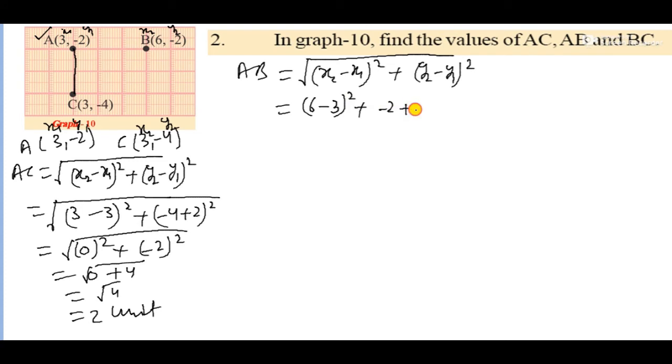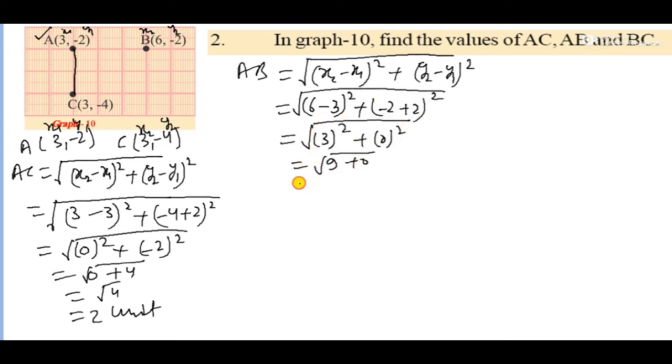So let us see, it is 0 whole square and it is minus 2 whole square and the square root. So what will happen? It is 0 and it is 4. So whole thing is 4 and it is 2 unit. Now come to the AB.